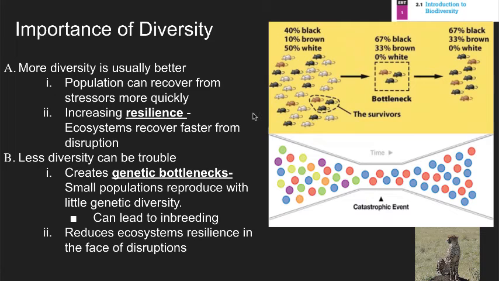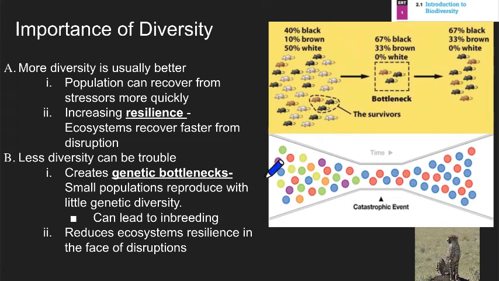Less diversity can be trouble for us. It can create things called genetic bottlenecks, or it can be a result of genetic bottlenecks. Small populations will continue to reproduce with little genetic diversity. This can lead to inbreeding, which continues to perpetuate the cycle of a lack of genetic diversity within a population. It reduces resilience in the face of disruptions, and it becomes a problem for us.